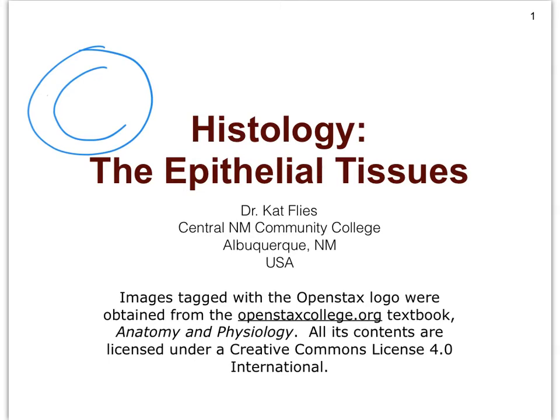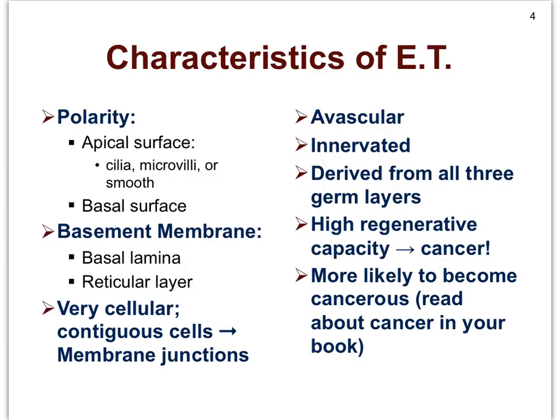We're going to continue our discussion on the characteristics of the epithelial tissues, otherwise the previous video would have gotten a bit too long. So far we have discussed polarity along with what we mean by these various adaptations, the various surfaces. We've discussed what the basement membrane is and the fact that epithelial tissues are very cellular, such that there are quite a few membrane junctions present in most cases.